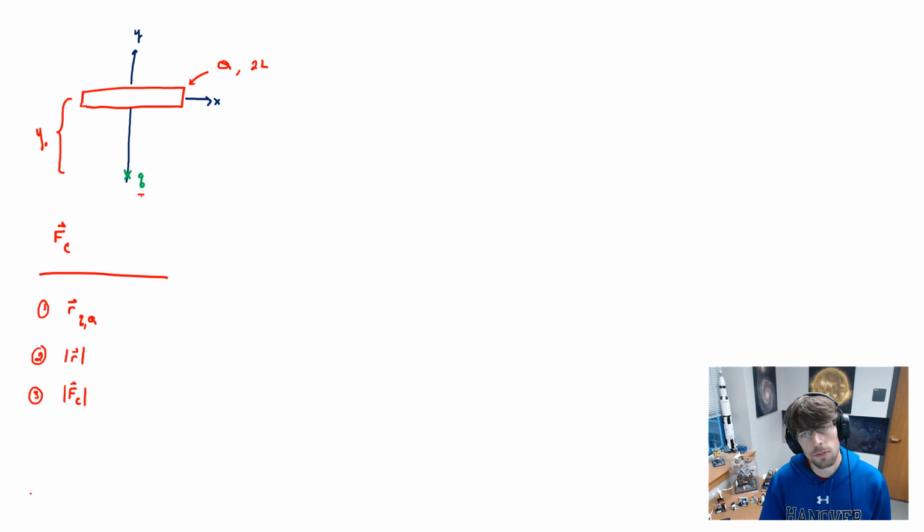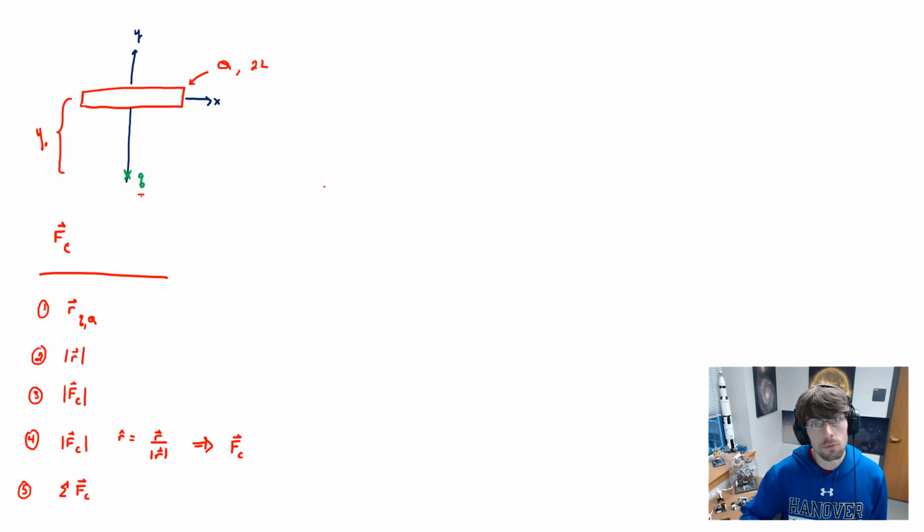Now, of course, the force has a direction. So number 4 would be using the magnitude of the Coulomb force and r hat, which is given by the relative position vector over its magnitude, you can now find the full complete vector force. And then number 5, you could take a summation. If you have more than one point charge in your surroundings, then you can just rinse, wash, and repeat for all of the point charges.